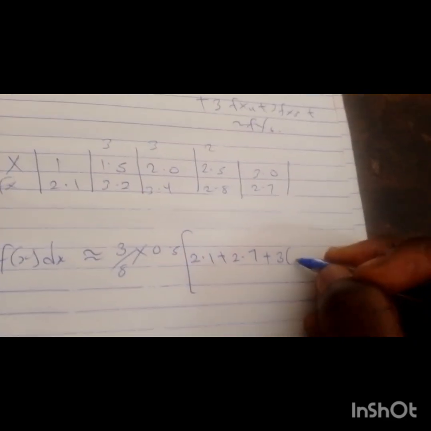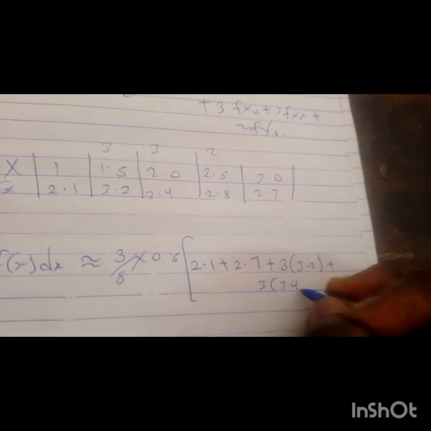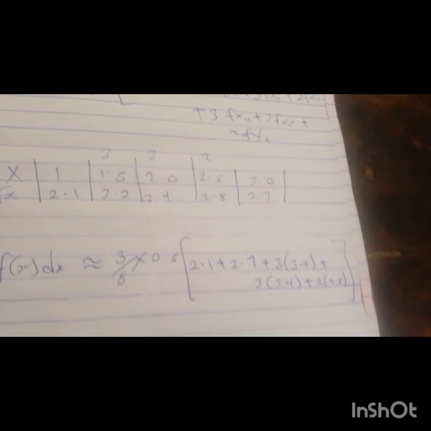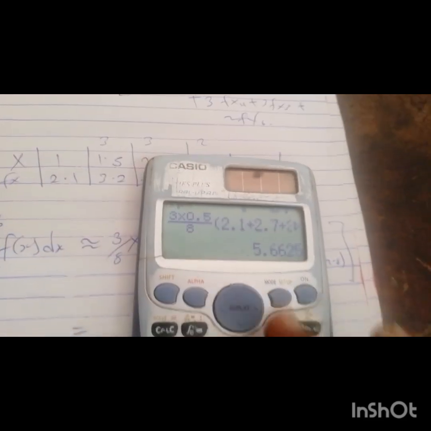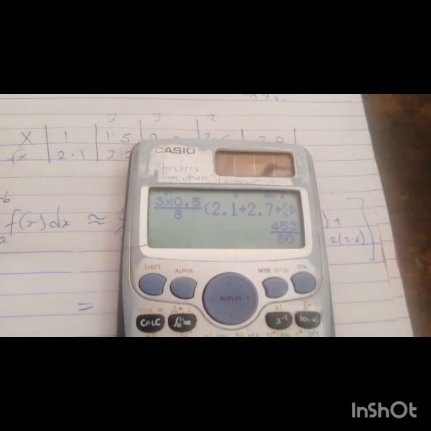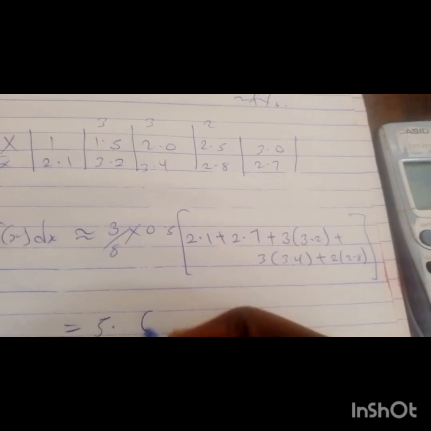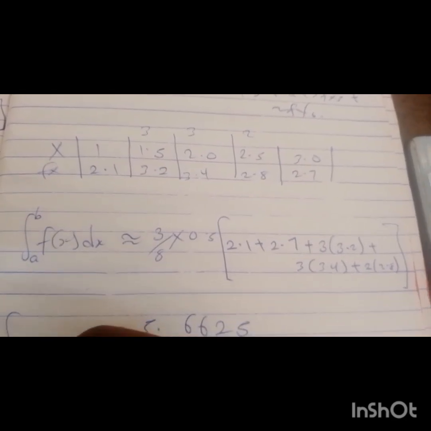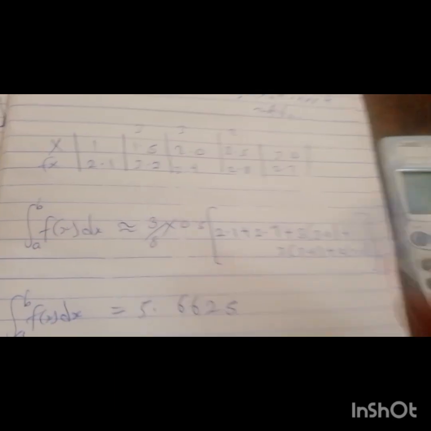So you have 3 times 3.2 plus 3 times 3.4 plus 2 times 2.8, right? So this is what we have. You can punch this into your calculator and see what you get. If you punch this into your calculator, you should be getting something like this. And in decimal, we have 5.6625. So this is an approximation of the definite integral of the function we have.